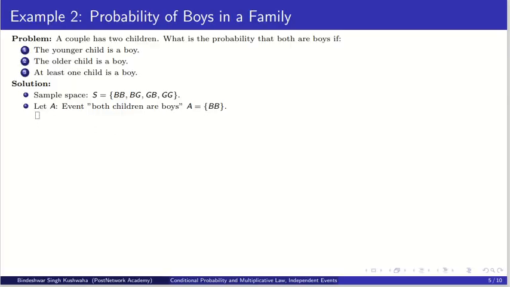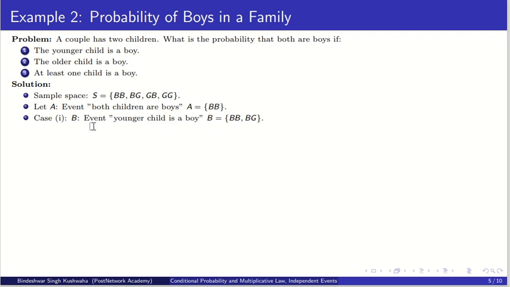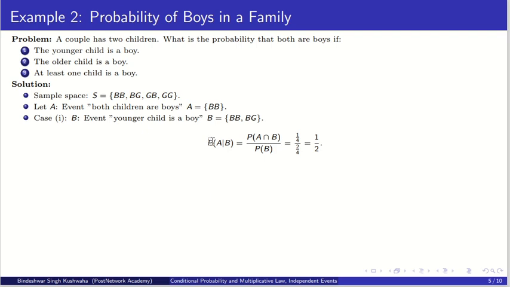Now let us see the first case. Let A be the event both children are boys, and B the event younger child is a boy. So here B and B, at first position younger and at second position older boy. Now the probability of A given B is P(A intersection B) upon P(B), and that would be equal to half.